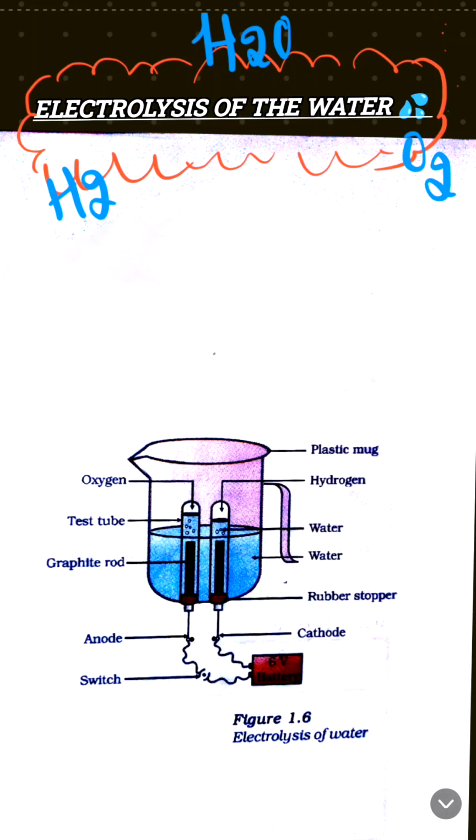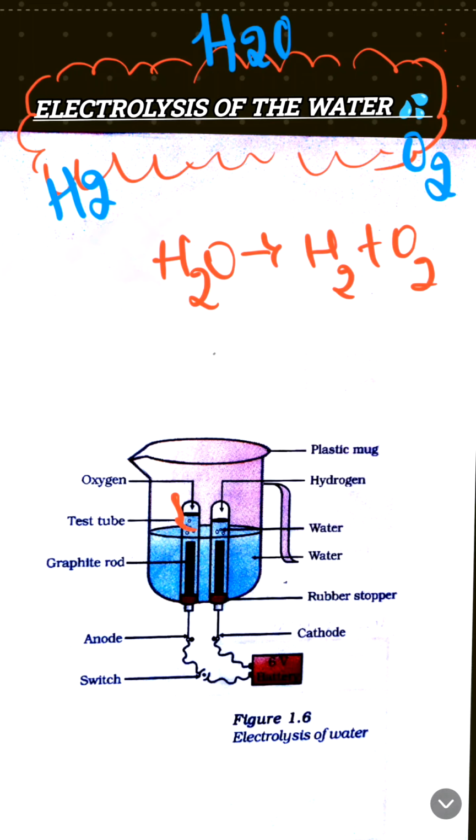Now we have connected the switch and switched it on. Electric current is passed through the graphite rods. Now what will happen? The water will be decomposed, that is, the breaking of water will take place in the presence of electric current. The water will break down into hydrogen gas and oxygen gas, which will get stored in the two test tubes. You can see the inverted test tubes connected through the rubber stopper, which encloses the graphite rod. Can you see this? The oxygen and the hydrogen have been collected.